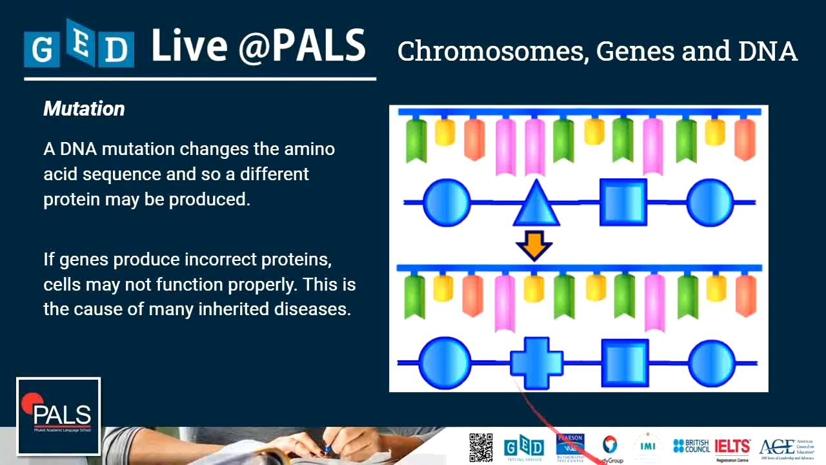A DNA mutation changes the amino acid sequence, and so a different protein may be produced, as we just said. If genes produce incorrect proteins, cells may not function properly. This is the cause of many inherited diseases, for example. So inherited diseases are basically caused by mutations in the DNA that lead to a protein not functioning properly. We can see that here our mutation was in this spot. That leads to a change in the amino acid sequence of the protein.